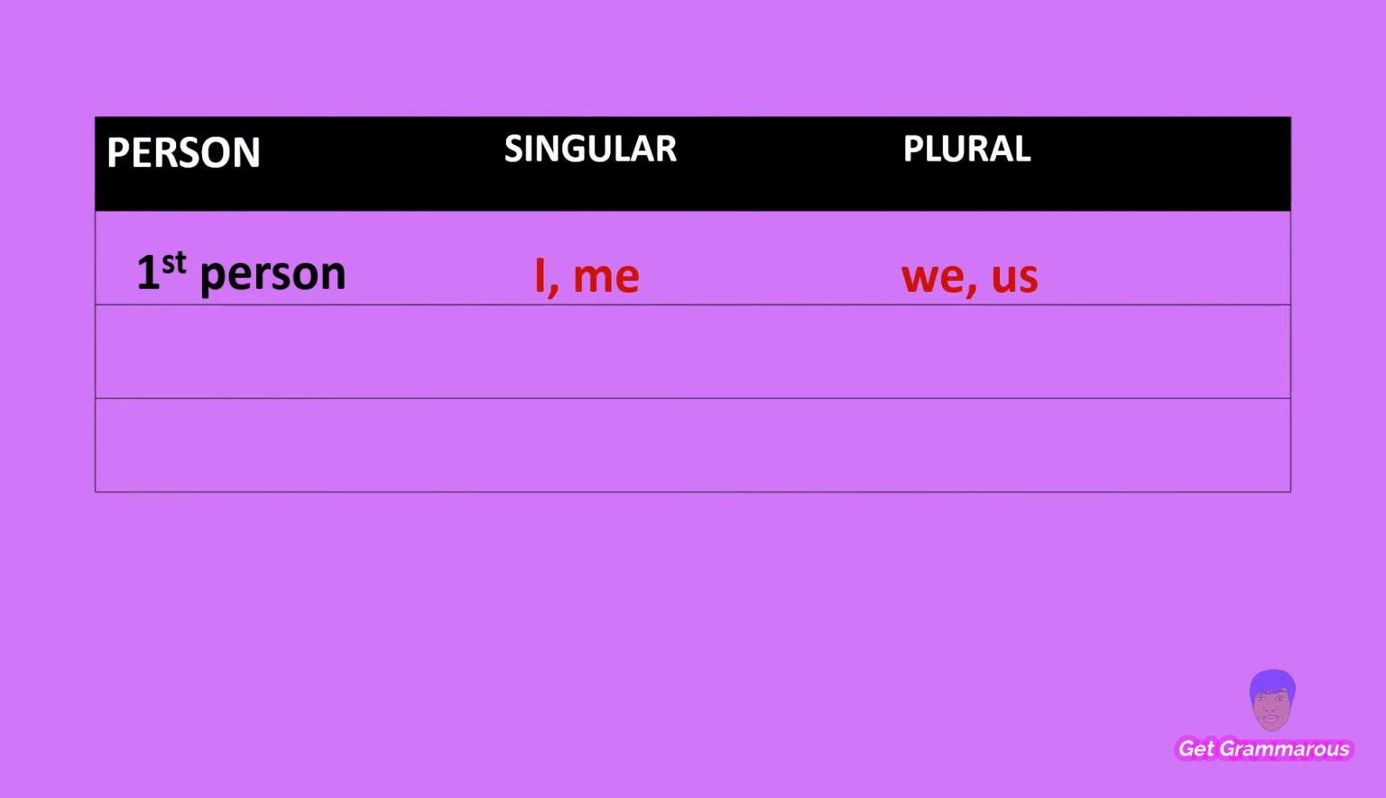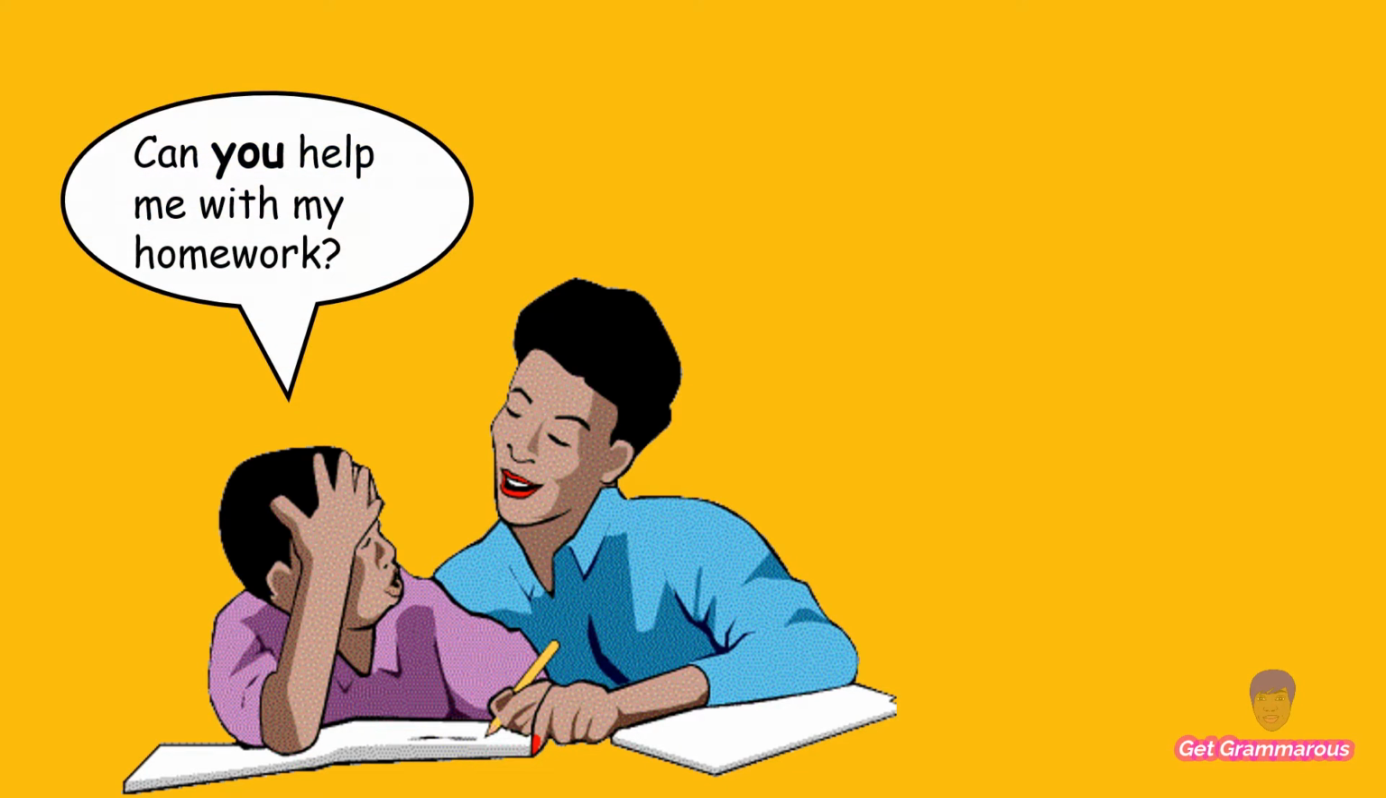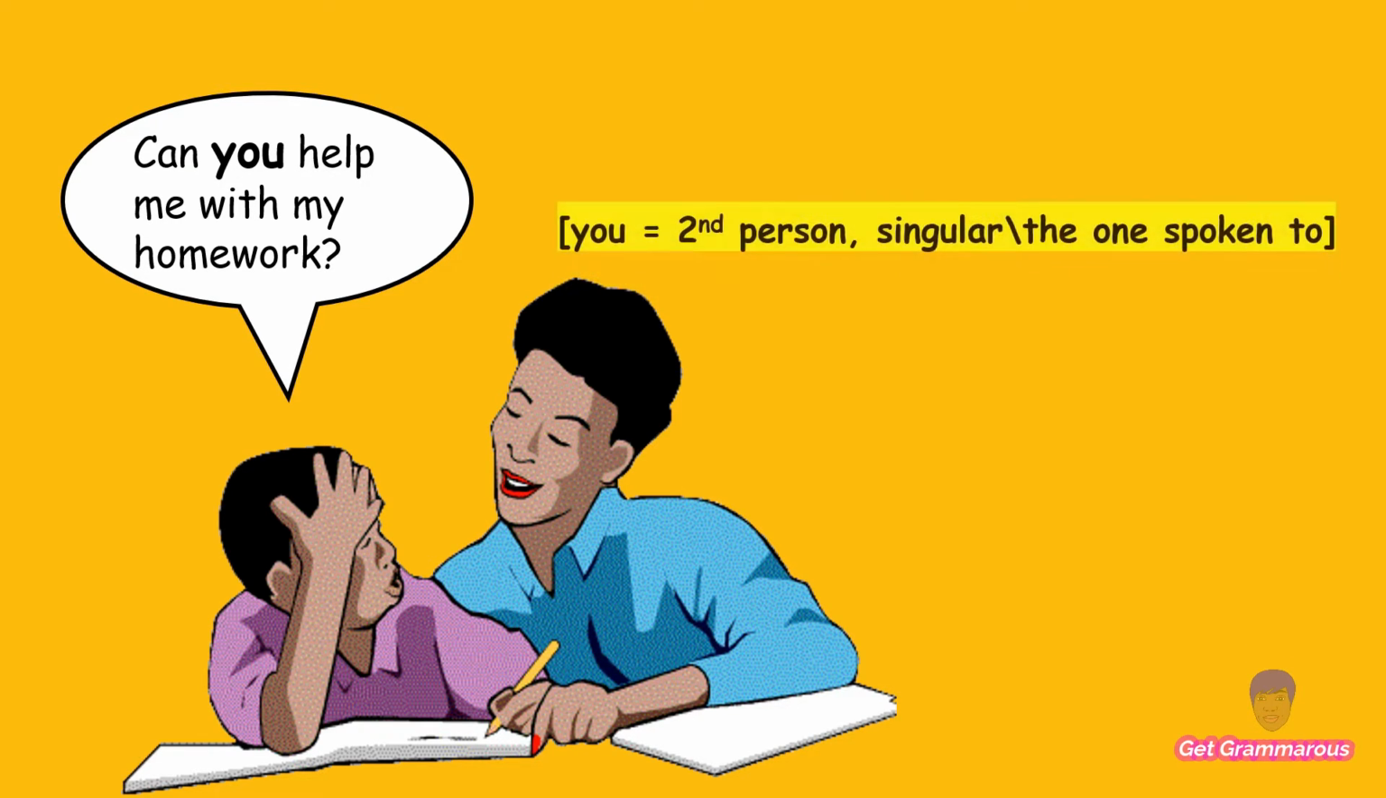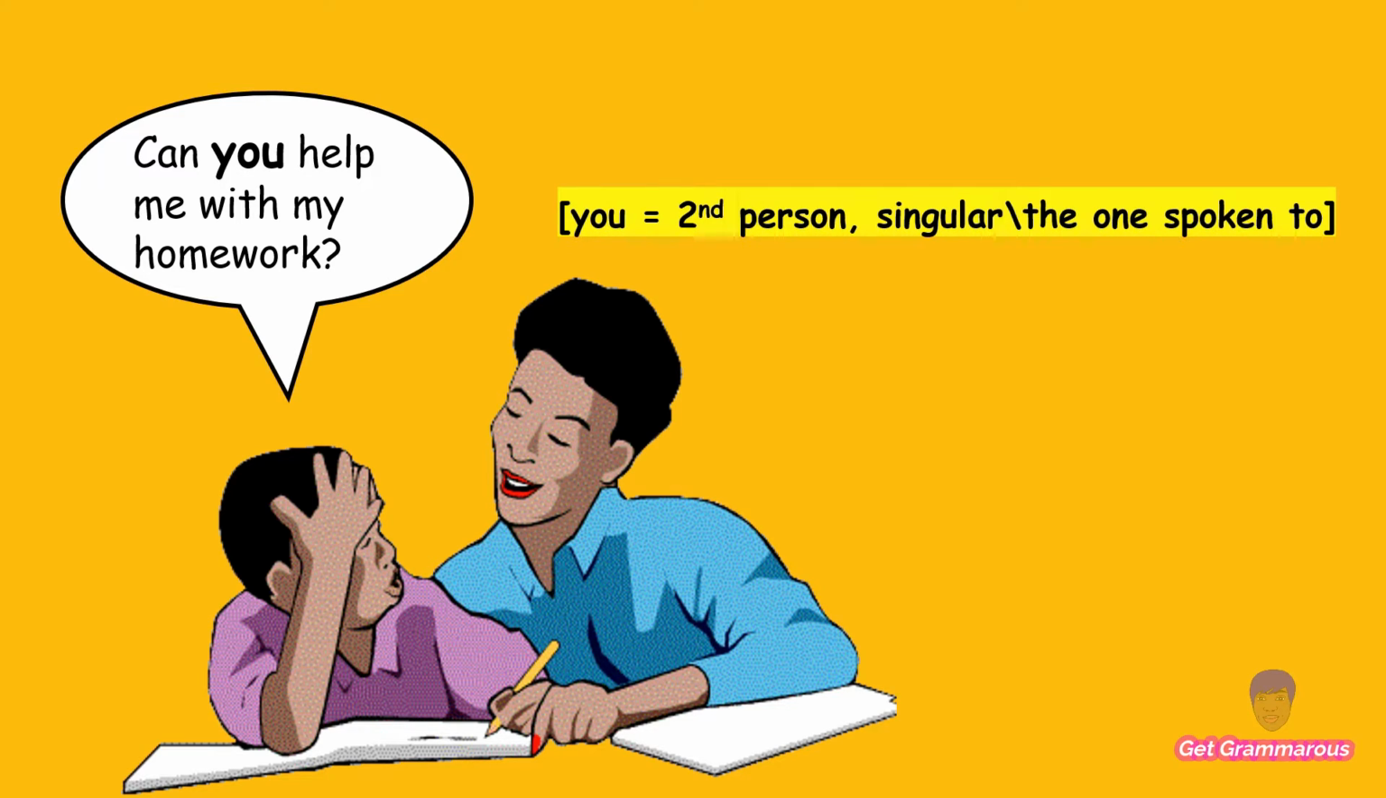English also has second person pronouns. You is a singular pronoun, but it can also be a plural pronoun. For example, can you help me with my homework? You in this sentence is a second person pronoun. It's also a singular pronoun. It represents the one spoken to.